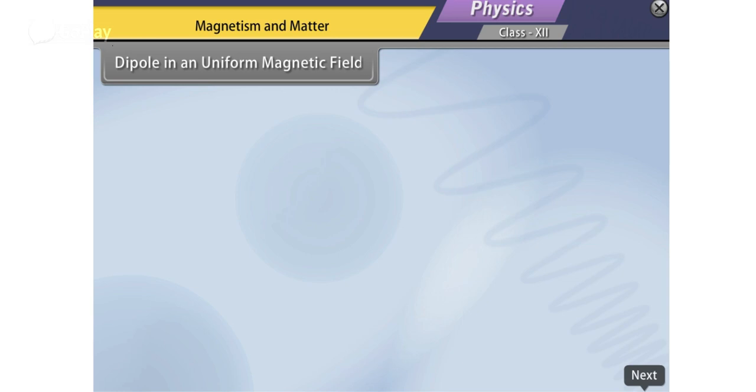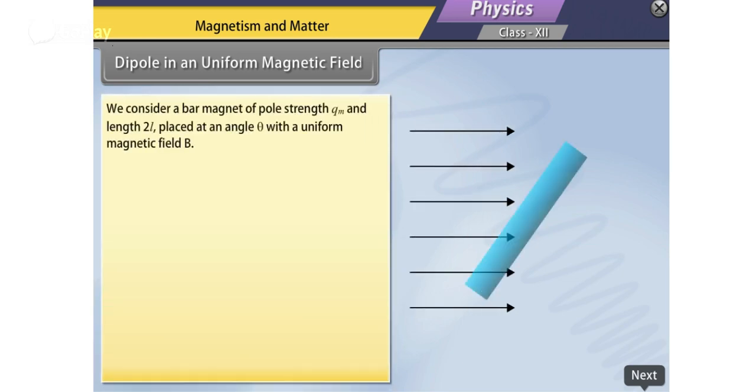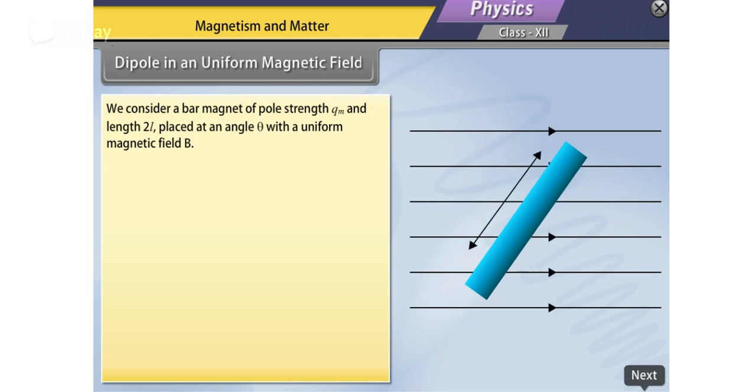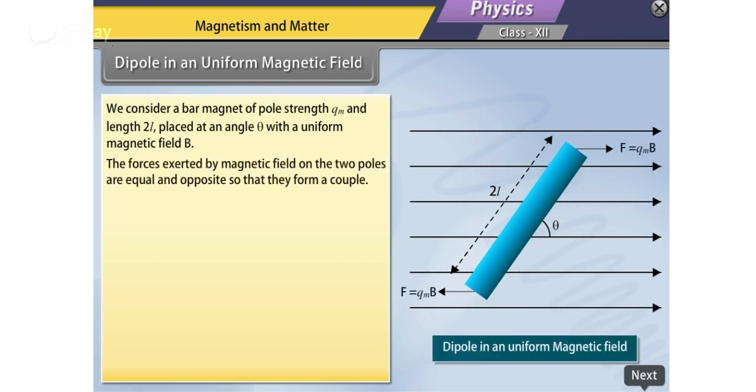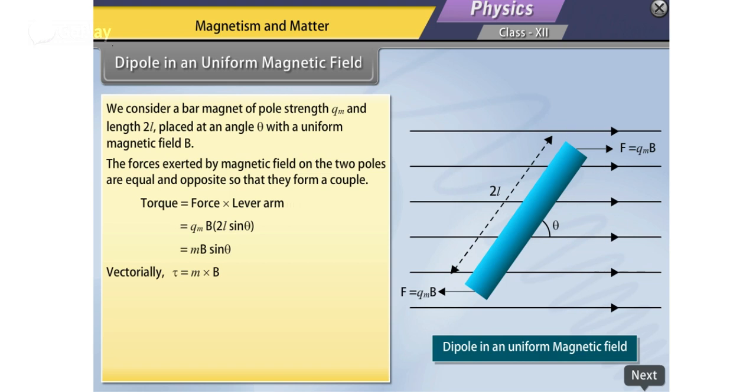Dipole in a uniform magnetic field. We consider a bar magnet of pole strength Qm and length 2L placed at an angle theta with a uniform magnetic field B. The forces exerted by the magnetic field on the two poles are equal and opposite so that they form a couple. Torque is equal to force times lever arm. By putting the values in the above equation, we get the torque equal to mB sin θ. Vectorially, it is represented as τ equals the cross product of m and B.